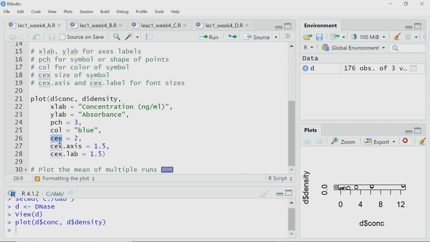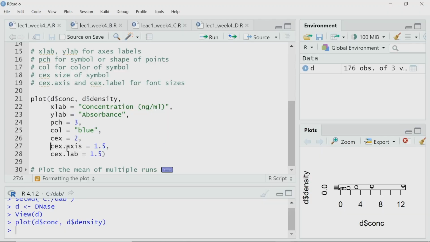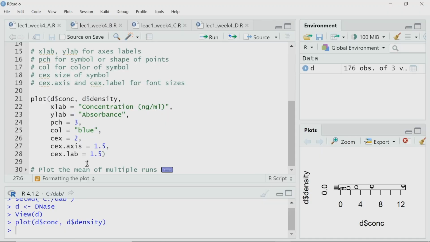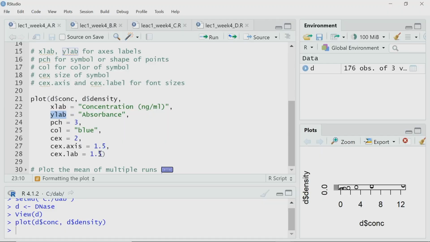The size of the symbol I have written cex equal to 2. By default, R will consider a size of the symbol. I want to increase it 2 times. Then I have said cex.axis equal to 1.5. That means, see, in the axis I have the labels, right, 1, 2, 3, 4 something like that for the concentrations and also the absorbance. Those are fonts and R uses a default font size for that. I want to change that font size by increasing it to 1.5 times. Similarly, the labels, the x label, y label that we are defining here, I want the size to be 1.5 times the default one. Here I plot it and then I will explain these things again.